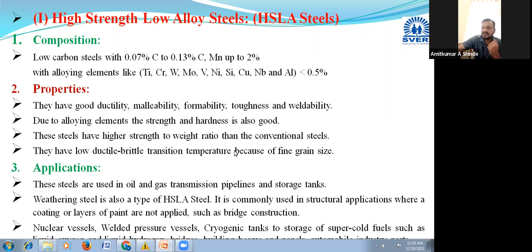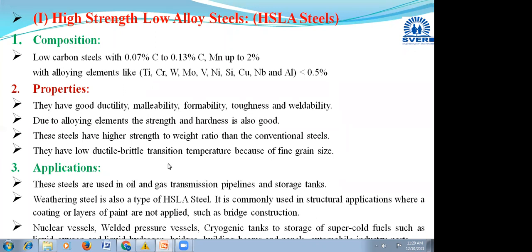Now what are the unique characteristics of these steels? These steels will provide you higher strength with very less weight. Okay, this is the strength of these kinds of high strength low alloy steels.